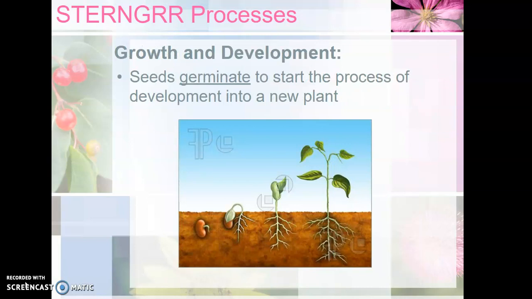Plants grow and develop when a seed or another reproductive structure is germinated. You can see in the picture how the seed starts to grow and pop up out of the soil and ultimately become an adult plant. Germination starts the process of development into a new plant.